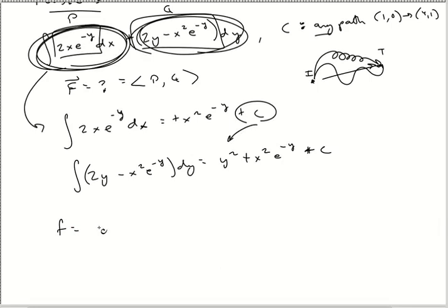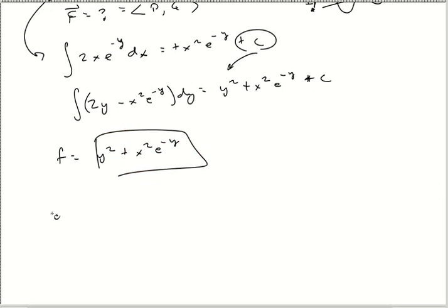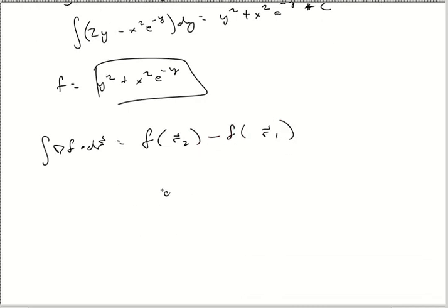My potential function then is equal to y squared plus x squared e to the negative y. So that's my potential function. And of course, now we're going to find my integral of essentially f dot dr, and that's going to be f at r2 minus f at r1, or those 2 points that they have given to me. Again, this is going to be a 4, 1, and this guy is 1, 0.